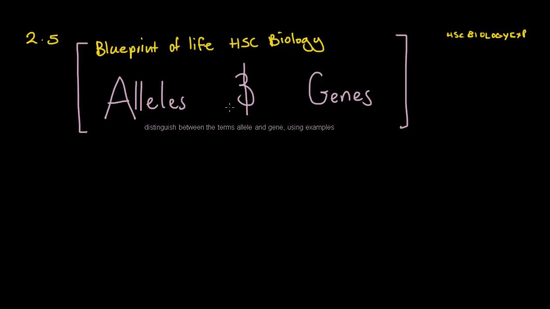Hey everyone, today I'm going to be talking about dot point 2.5 of the Blueprint of Life HSC Biology syllabus. This dot point requires us to distinguish between the terms allele and gene using examples. So firstly, what's an allele?